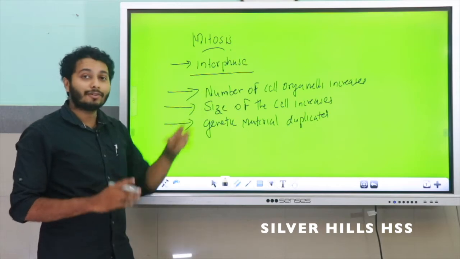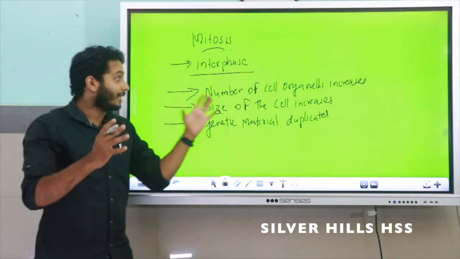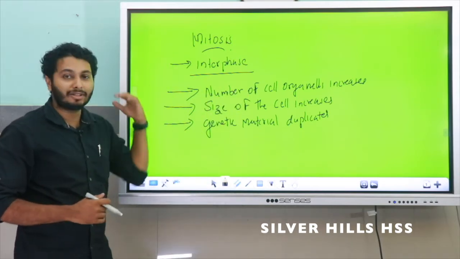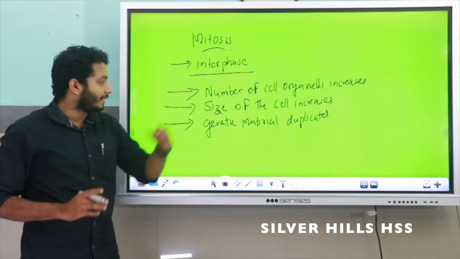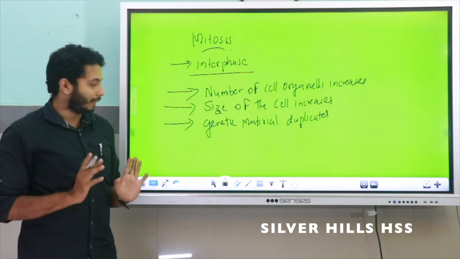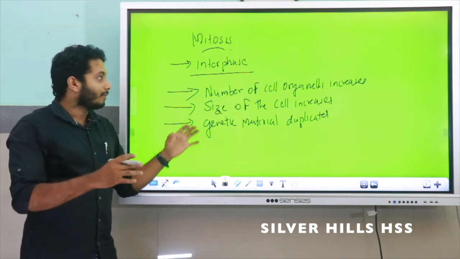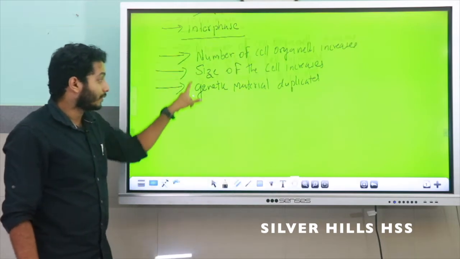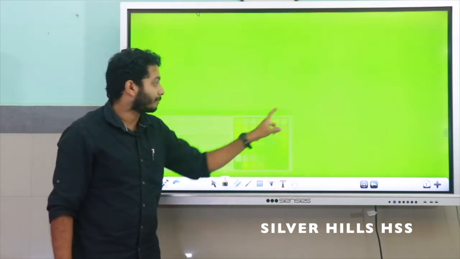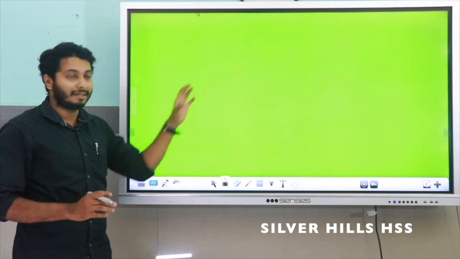Interphase is the phase where the cell gets ready for cell division, and the major changes are: the number of cell organelles increases, the size of the cell increases, and the genetic material duplicates. Now the cell is ready for cell division, and this division has two stages. Let me explain the two stages in mitosis.